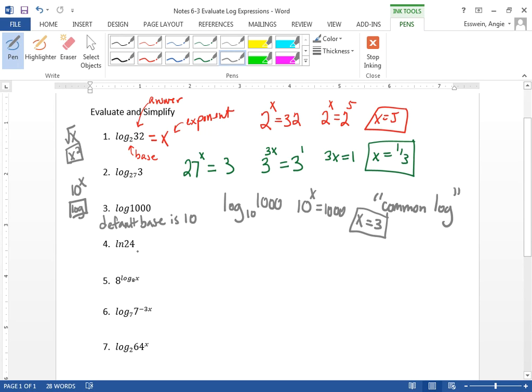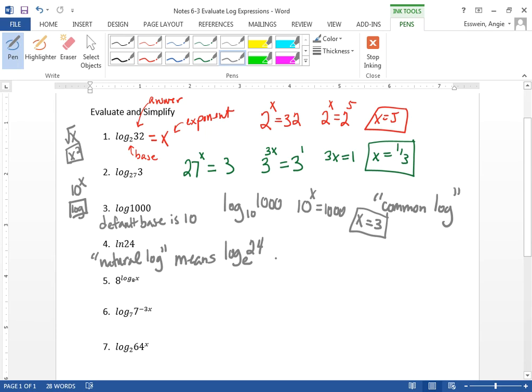Okay, so that's how you do 3. Number 4, ln. This is new notation, ln, but don't let it fool you. Ln stands for natural log, and it's used for interest compounding continuously and other science applications. And all it means, if you have to rewrite it this way, it's okay, is log base e. So really, what I'm saying is find log base e of 24. So what the heck is e? E is an irrational number just like pi. E is like 2.71 something.